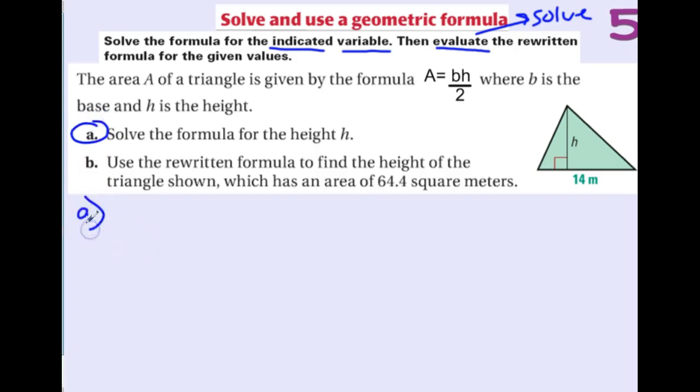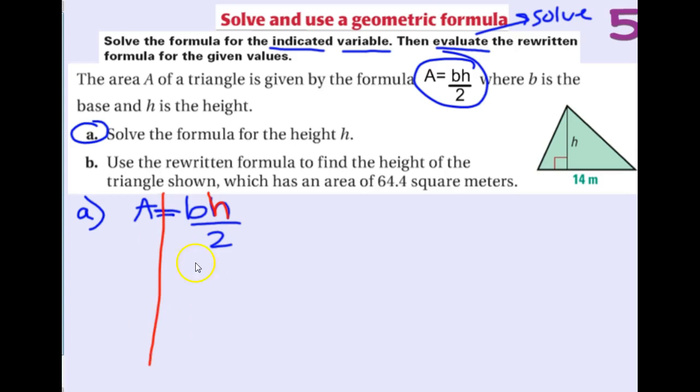Part A first, solve the formula for the height. So I'm just going to rewrite this down there. A equals BH over 2. Now if I want to get h all by itself, first I need to get rid of this division. The opposite of dividing by 2 would be multiplying by 2. 2 over 2 cancels out and leaves us with just b times h. And 2 times a is just 2a. We don't know what those numbers are or those letters. We're just leaving them there.